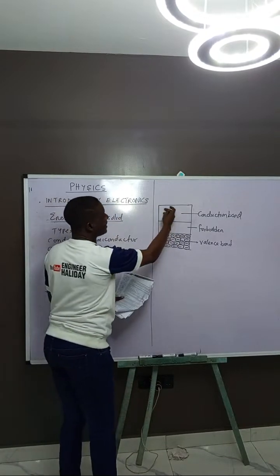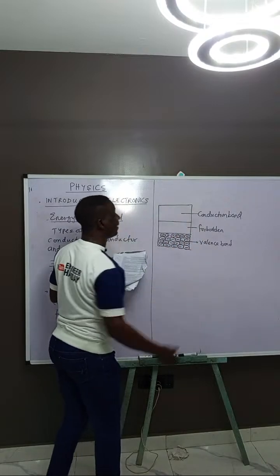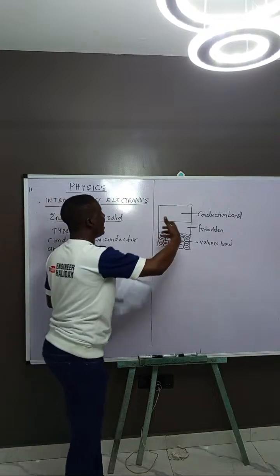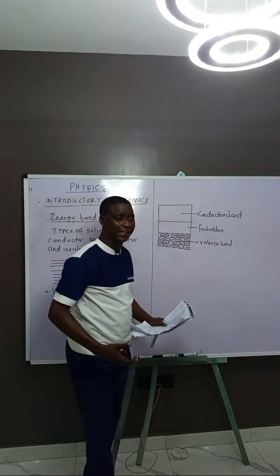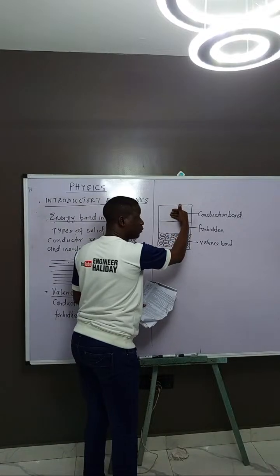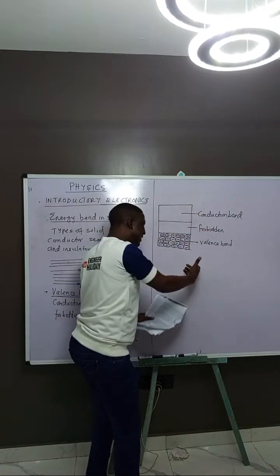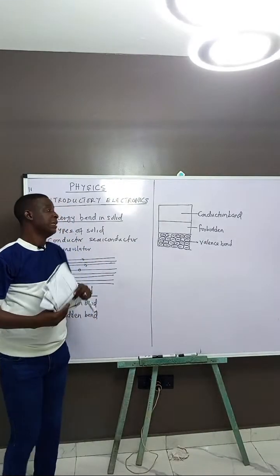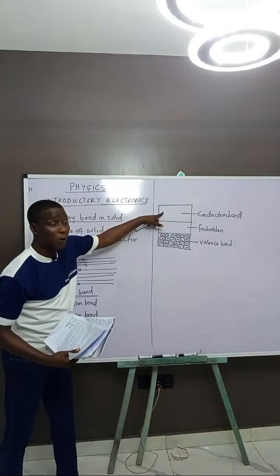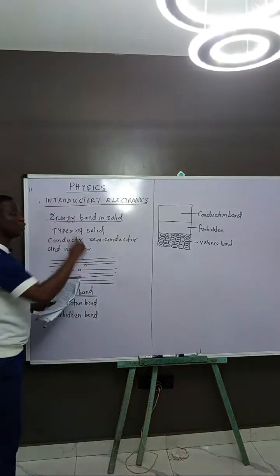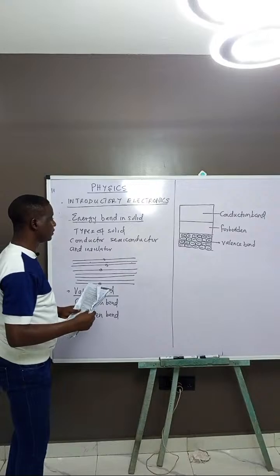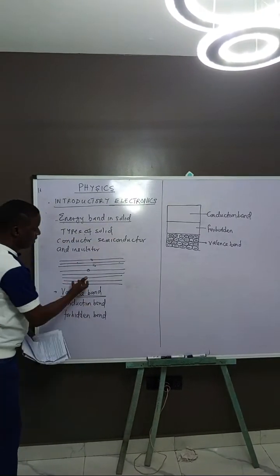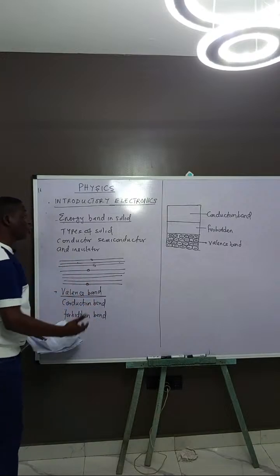Because they are now free, widely separated from their parent atom, thereby giving the electron current that is needed. So any electron that gets to this place allows the material, whether semiconductor or conductor, to become conductive. But when this conduction band is empty, the material cannot be conductive.